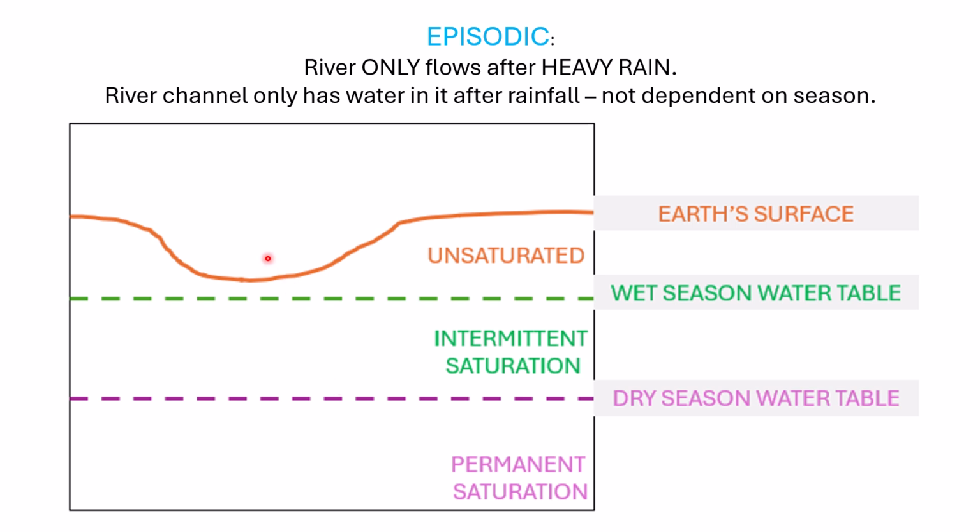An episodic river gets its water from rainfall, and this river channel only has water in it after heavy rainfall. It is not dependent on any specific season. Whenever there's sufficient rain and there's enough rainfall, then this river will have water in it. I find it easy to remember just by telling myself that this river flows after episodes of heavy rainfall.